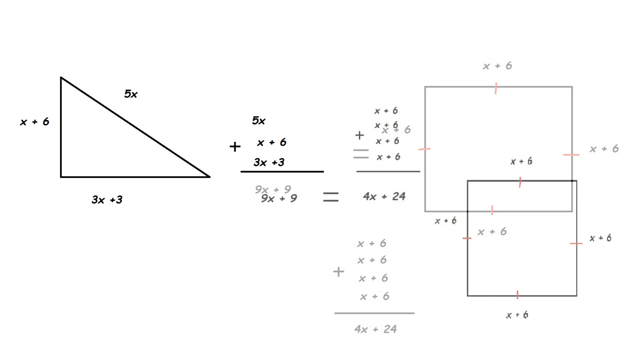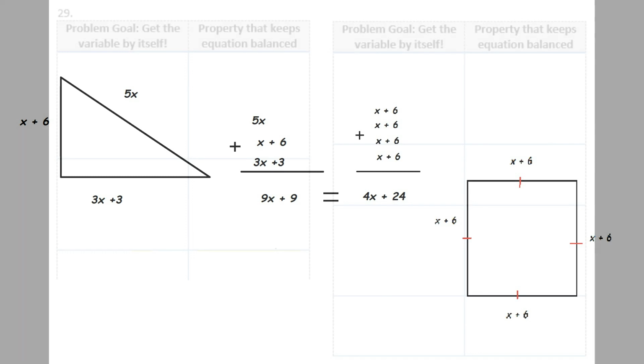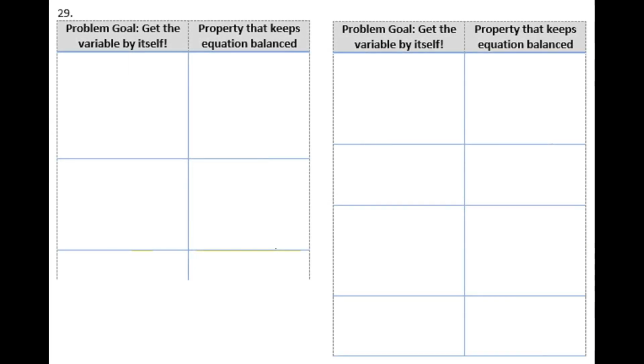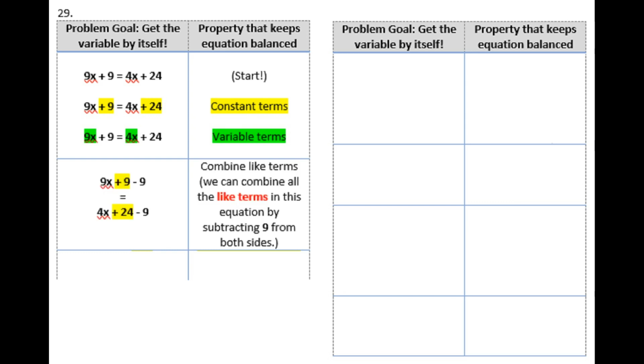Now, we set these two equal to each other after a little rearrangement of our shapes and numbers here, and that's our equation. Now we have to solve it. So the goal here is to get the variable by itself. So we have 9x plus 9 equals 4x plus 24, and by now this should look familiar. I'm still going to identify our constant terms, which are positive 9 and positive 24. And I'm also going to identify our variable terms, which are 9x and 4x. All right, so the next thing that we're going to do is subtract 9 from both sides.